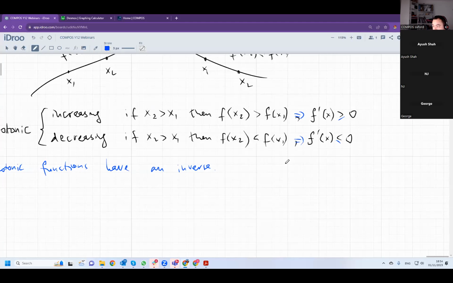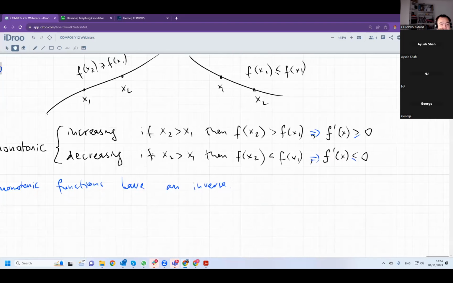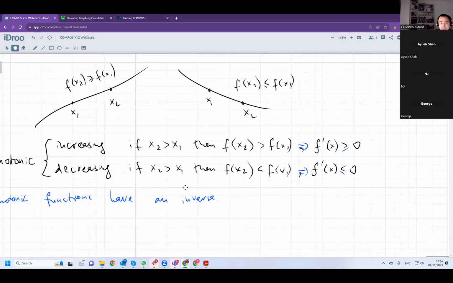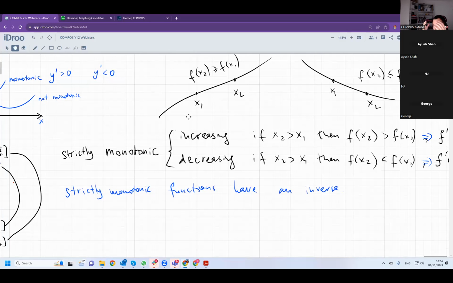But decreasing monotonic is still, if x2 is greater than x1, then f of x2 is less than f of x1. So basically, if the point is to the right, it's lower, or if the point is to the right, it's higher. But that's not the thing I want you to focus on. We will do a whole assignment on functions, so don't worry. The point I was trying to make is that monotonic functions are one-to-one functions, and one-to-one functions have an inverse.